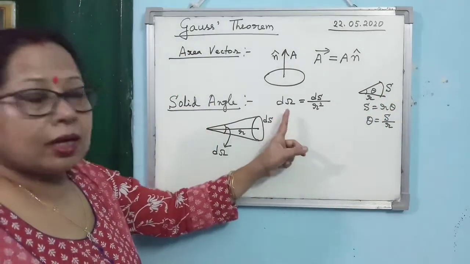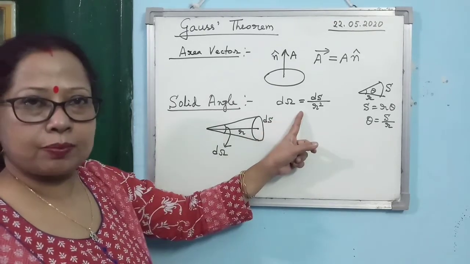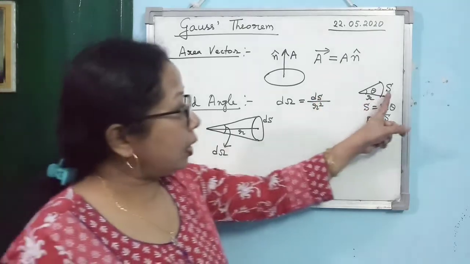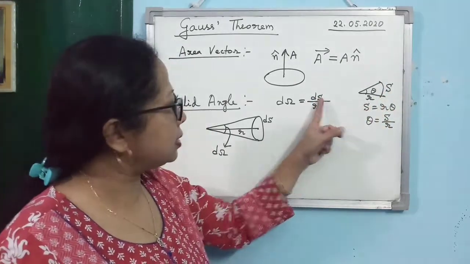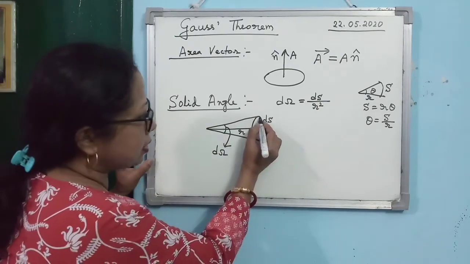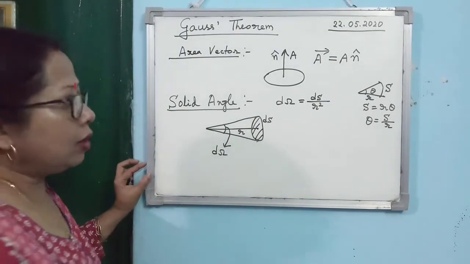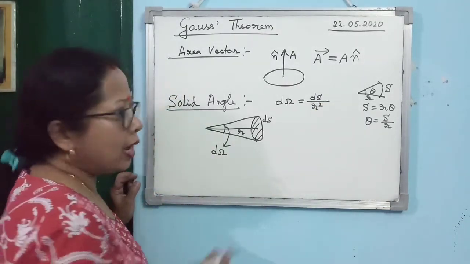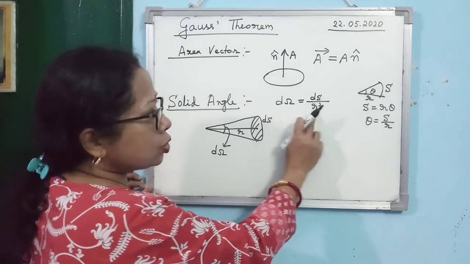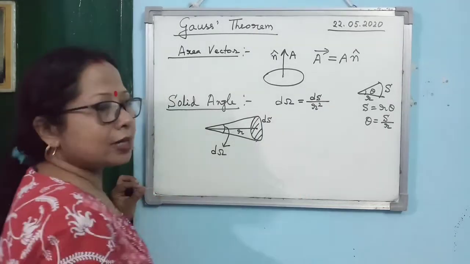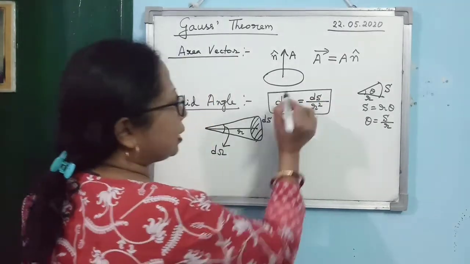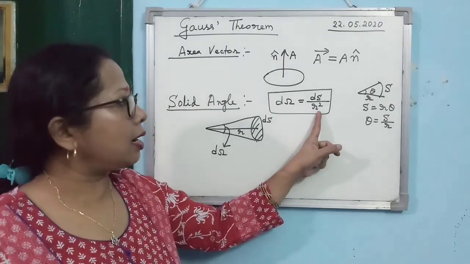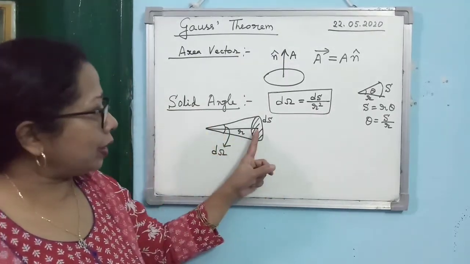When we consider the solid angle, it is a three-dimensional representation. So what is the dimension of ds? Unlike the length of the chord here, ds is the area of this circle. The dimension of ds is L square and d omega is dimensionless, so it should be ds by r square. This is the basic relation for the solid angle, where r is the radius vector.